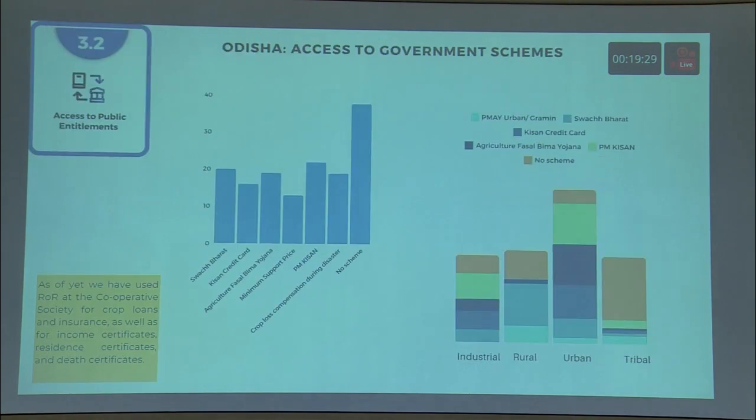Talking about the government schemes, more than 50% of the community participants said that they are not able to avail a scheme in Odisha. And if you see the breakdown of the scheme, the highest proportion says no schemes were availed, because they feel that the ROR is as of yet being used for income certificates, residence certificates, and death certificates.